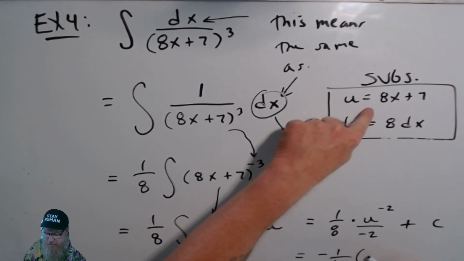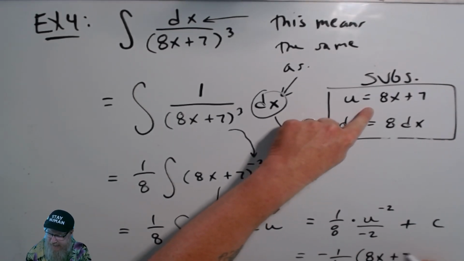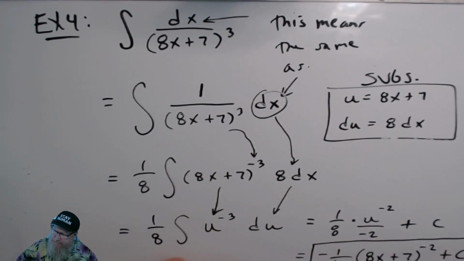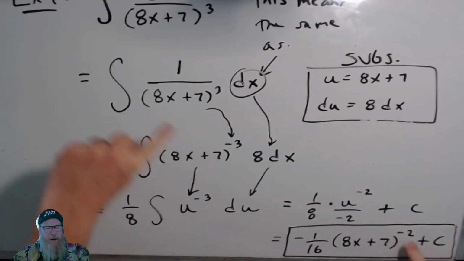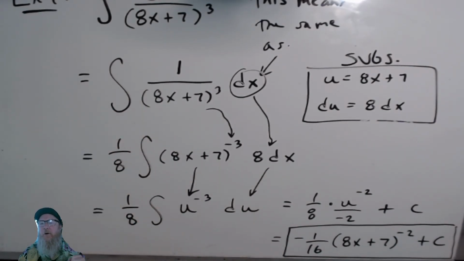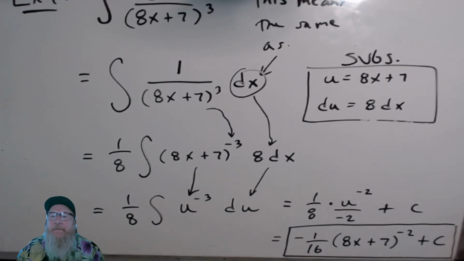And then who is u? u is 8x plus 7, so you get (8x plus 7) to the negative 2, plus c. And that is your final answer. You could leave your final answer with just a negative power. That's what I would do. Or you could rewrite it back in fraction form like this, but then change the power to positive 2. I've already boxed it. It'll be accepted, so I'll go ahead and leave it that way.